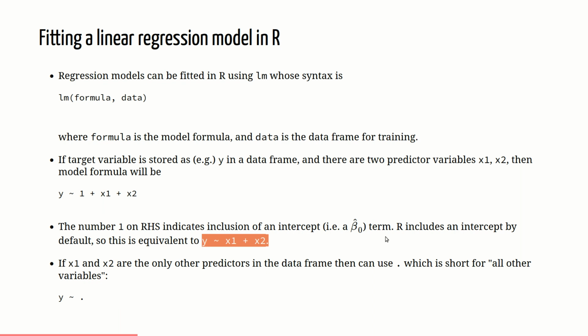And a little shortcut: a lot of the time you're going to want to start by predicting your target with everything else. And instead of having to type out all of the other columns in your data frame, because you might have quite a few, there's a shorthand with the dot. So y tilde dot means model y with all of the other variables in the data frame. So if we just had x1 and x2 in the data frame, all of these formulas would be equivalent.